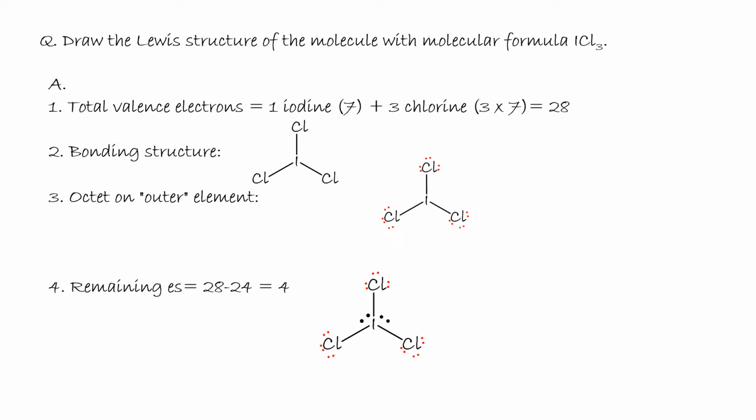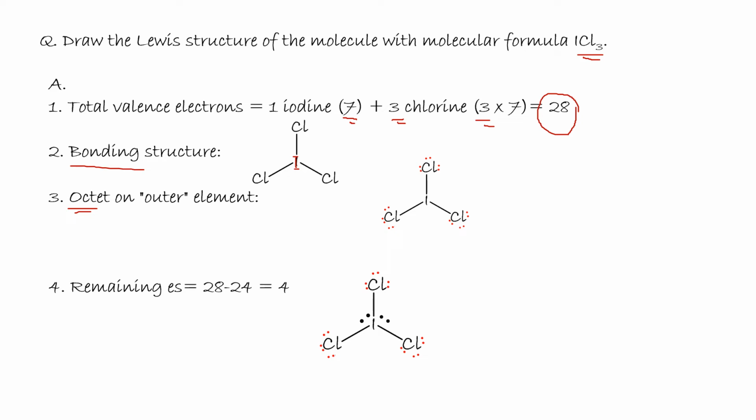Draw the Lewis structure of the molecule ICl3. Again, valence electrons: 1 iodine 7, 3 chlorine, 3 times 7, total of 28. Bonding structure. Iodine in the middle because it's less electronegative than chlorine. Then Cl, Cl, Cl. Give the octet to the outer atoms. So each one of the chlorine will take 6, 6, 6.